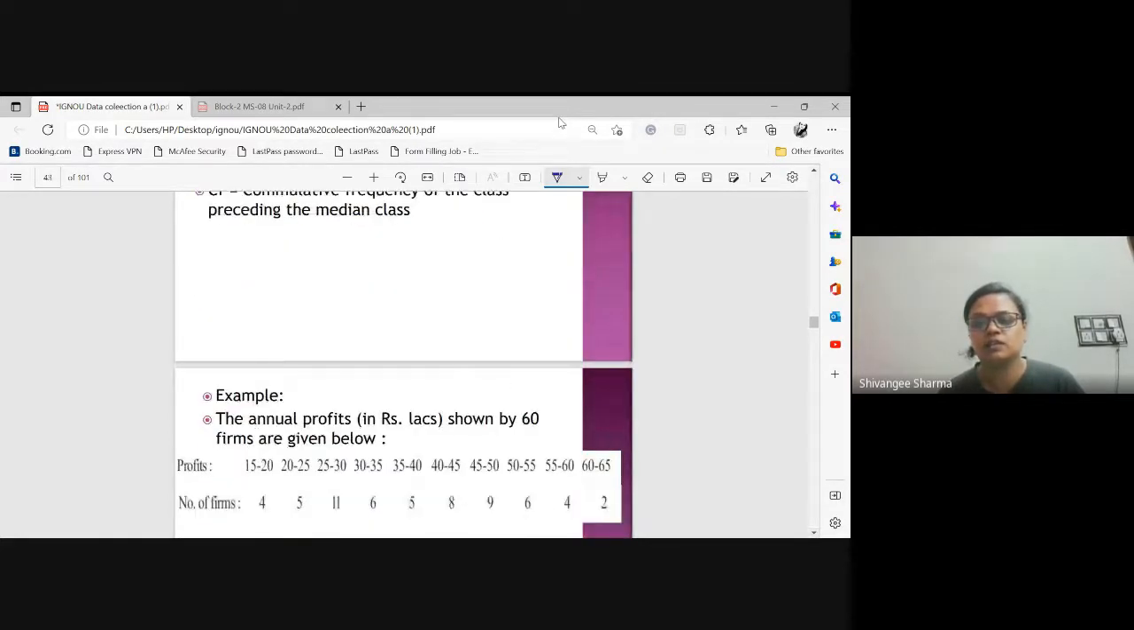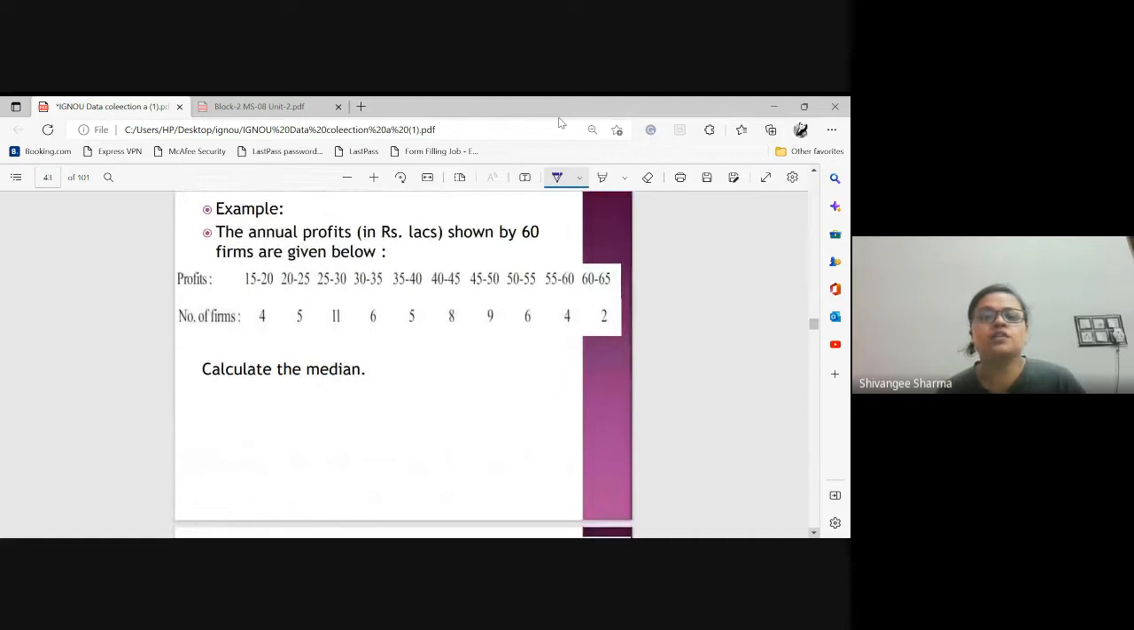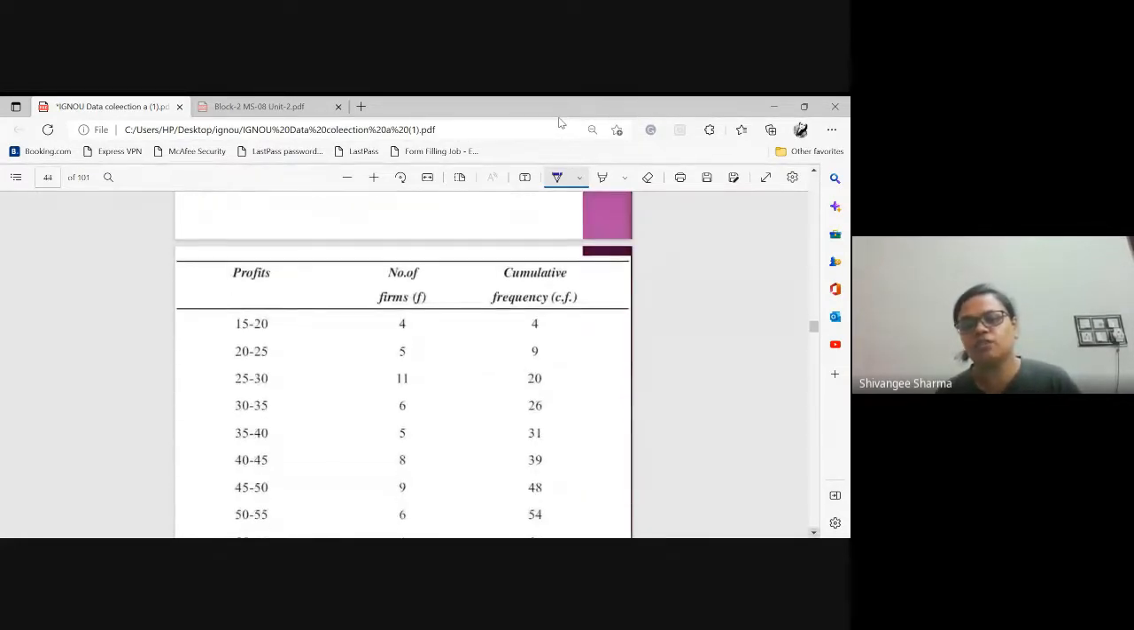Let's quickly take the example now. Suppose this is the example. These are the annual profits of 60 firms: 4, 5, 11, 6, 5, 8, 9, 6, 4, 2. When you add all these, it is also clear. Number is frequency and the data is represented by X. Now you have to calculate the median for this.